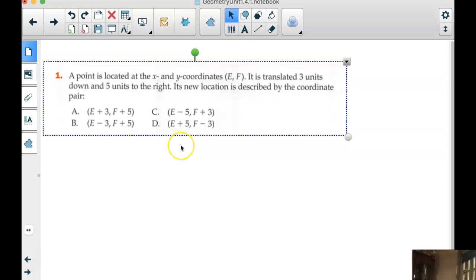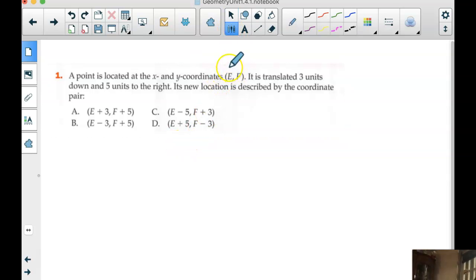Its new location. Okay, so remember, E is our X coordinate. Let me write that. X coordinate. It's not our coordinate anymore. It's our X coordinate. We broke up with it. Okay? And F is our Y coordinate. So what do we do? We moved 5 units to the right. So it's going to be the X coordinate plus 5 units. So anything that doesn't have E plus 5 is history.